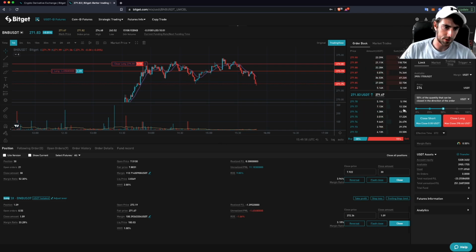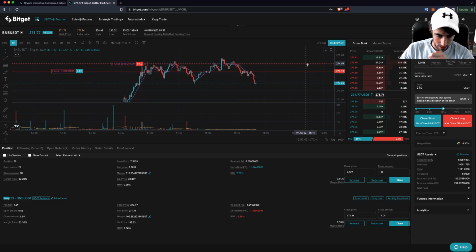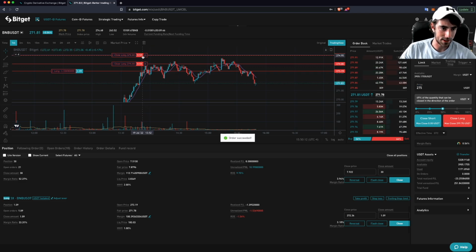Okay, so this did happen to me a few times. Sometimes it works, so you have to make sure this is right. Always keep an eye on this. What you want to do is do 49% on the second one. So I believe that's going to work. Let's go 275, 49%. Close the long. See, right there, that's going to be the full amount.